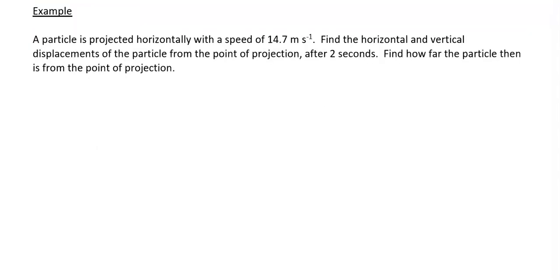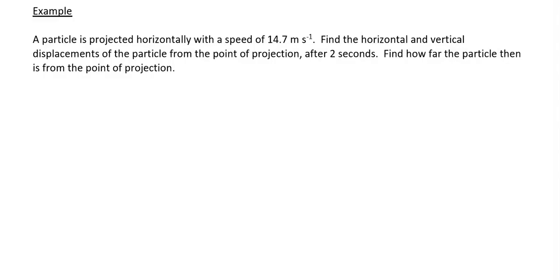This example says a particle is projected horizontally with a speed of 14.7 meters per second. Find the horizontal and vertical displacement of the particle from the point of projection after 2 seconds, and then find how far the particle then is from the point of projection.